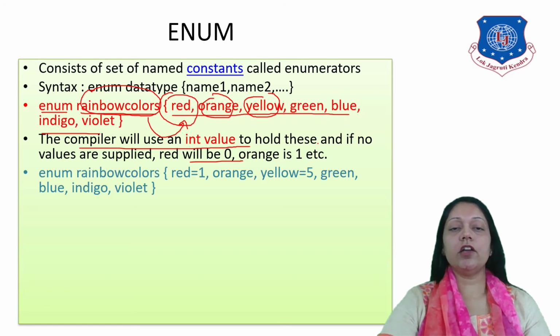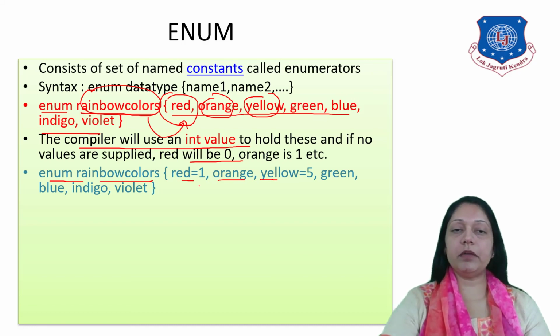If you are interested in giving some different value other than what the compiler has assigned, you can do that also. How you are going to do it is enum rainbow colors. So I'm creating a new data type. The named constants are the same as before, but I'm giving new integer values to these colors. Instead of starting with 0, I've given the value 1 to red. So red equal to 1 means red will be assigned the value 1 and not 0. Orange I've not given any number, so automatically the compiler will take it as 2.